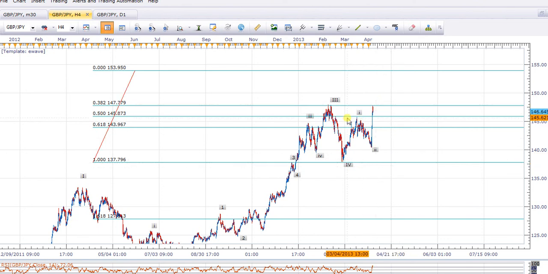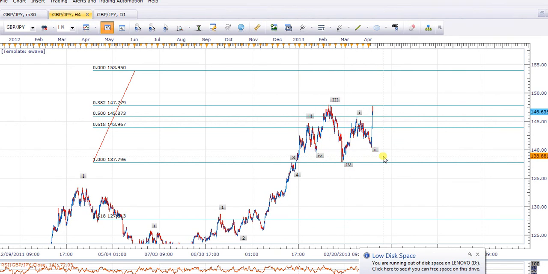So looking at those two pairs, we can see which one pans out by following the Pound Yen. So we'll be definitely watching these pairs closely going into next week to see what will happen.